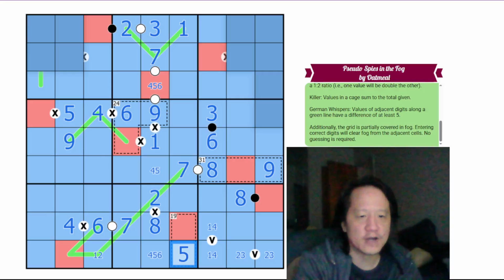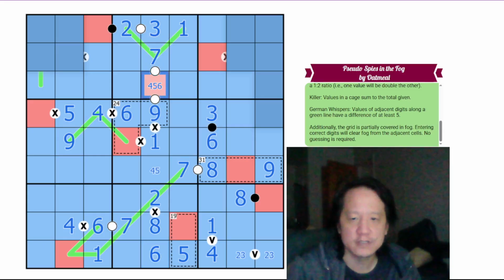So this is 5. Also, this 2, 3 pair eliminates 2 and 3 in the rest of the row. So this can't be 2. This is 1, which makes this 4, which makes that 1. 4 and 5 eliminate 4 and 5 here. So it's 6, which eliminates 6 here.